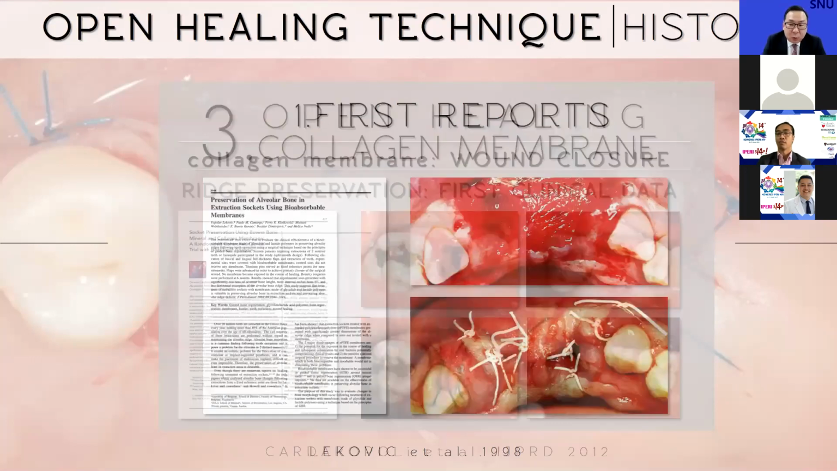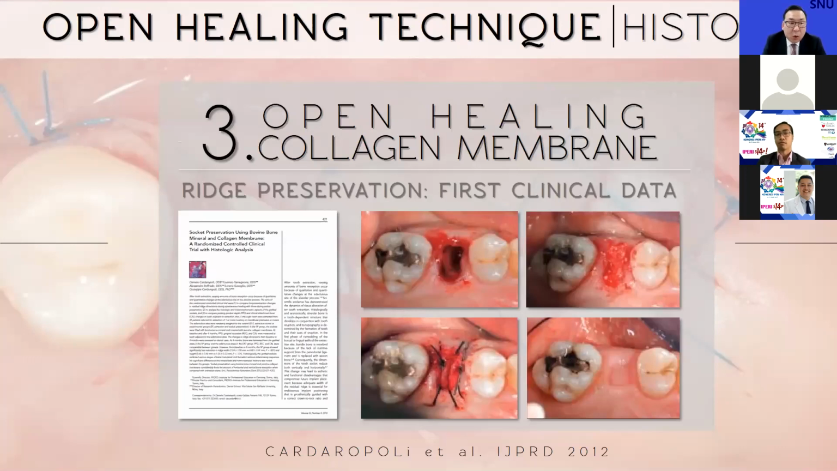It was performed with a primary wound closure by Dr. Daniel Cardaropoli, where socket preservation was compared to extraction alone in 41 patients. The experimental group receiving bovine bone mineral plus collagen membrane, and then leaving it open, showed better resistance to horizontal and vertical resorption compared to unassisted sockets. And I think this is very good data showing the promising results of the open healing technique.